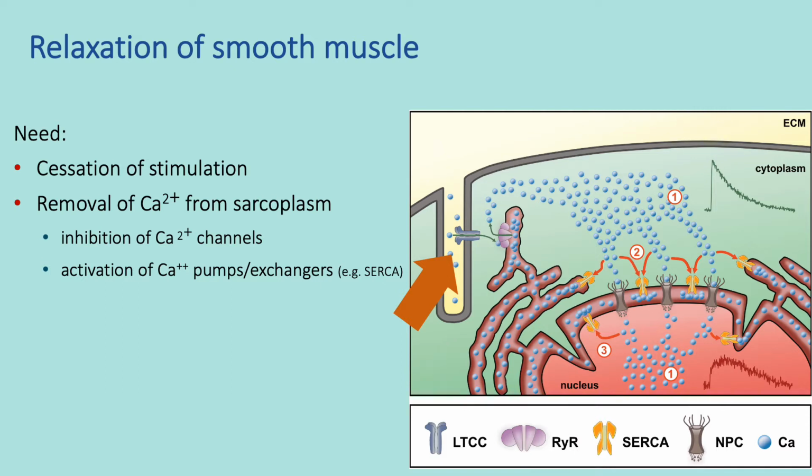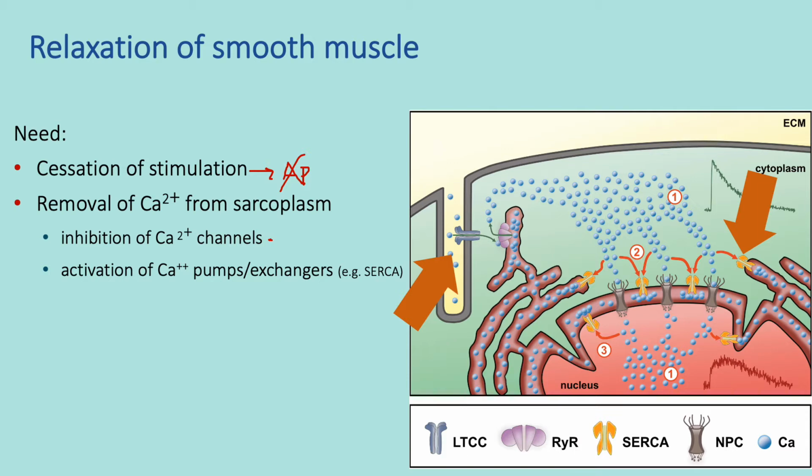The first thing we need is the cessation of stimulation. So what this means is just remove the stimulus and we stop the action potential. Okay. If we stop that action potential, that'll stop the opening of these voltage-gated calcium channels. Okay, so we inhibit those. And then we still have the calcium within the cytosol of that cell, or the sarcoplasm.